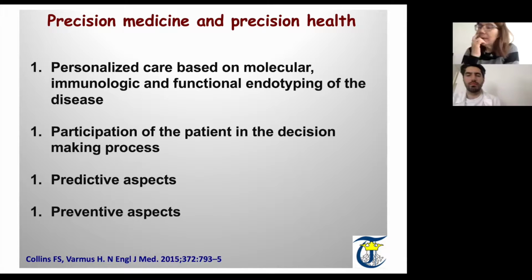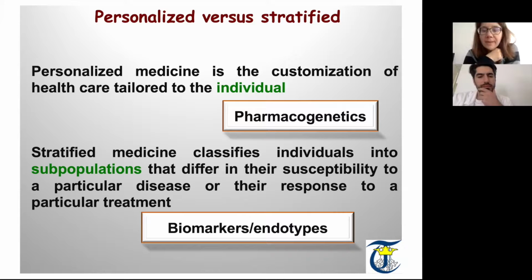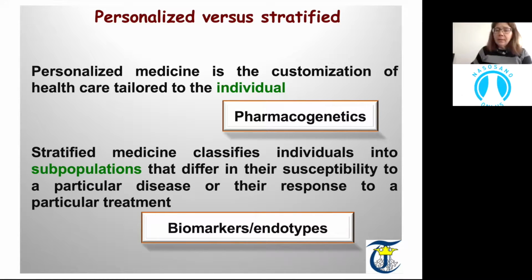And because I'm focusing on this, I would like to make some clarifications in terms of the definitions that we will use. Because personalized is not the same as stratified. Personalized means that you customize to the individual, and stratified means that you use groups, so subpopulations with differences in susceptibility to a disease or response to a particular treatment. The difference between the two comes from what you measure, because if you talk about personalized medicine, then you rely on pharmacogenetics. If you talk about stratified medicine, then biomarkers and endotypes are the key tools that you will use. So what I will talk about today is mainly this stratified approach based on biomarkers and endotypes.